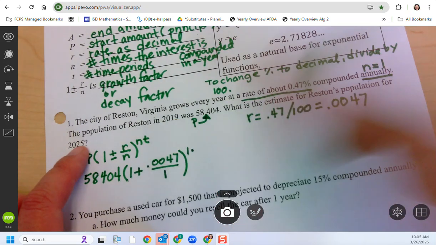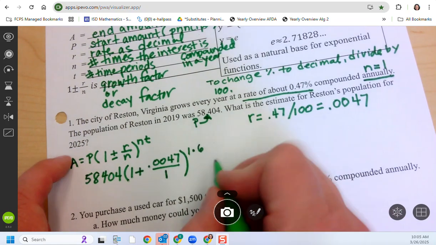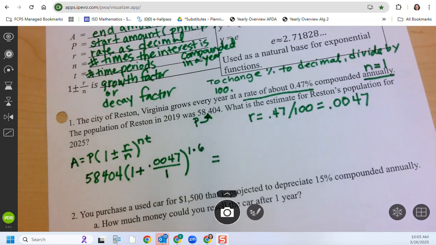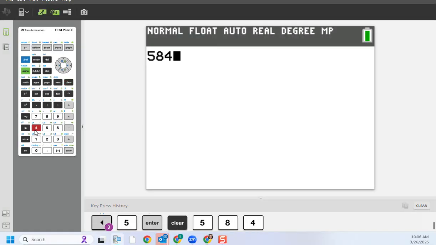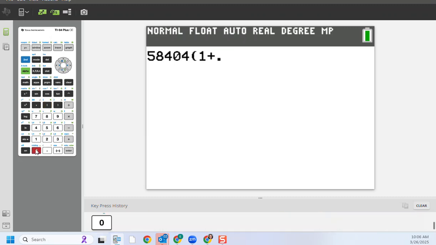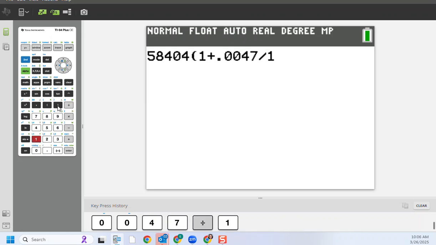All right, so I'm going to start by typing 58,404. Then I need parentheses. Did you guys find the parentheses above the 8? Okay. Then we said 1 plus, and I need to type in the 0.0047 divided by 1. And then what do I press to get the exponent? Yeah, it looks like an arrow. It's literally called caret for some reason. This one. Oh, I got the answer. Okay. And then see if you get the same answer as your neighbor.